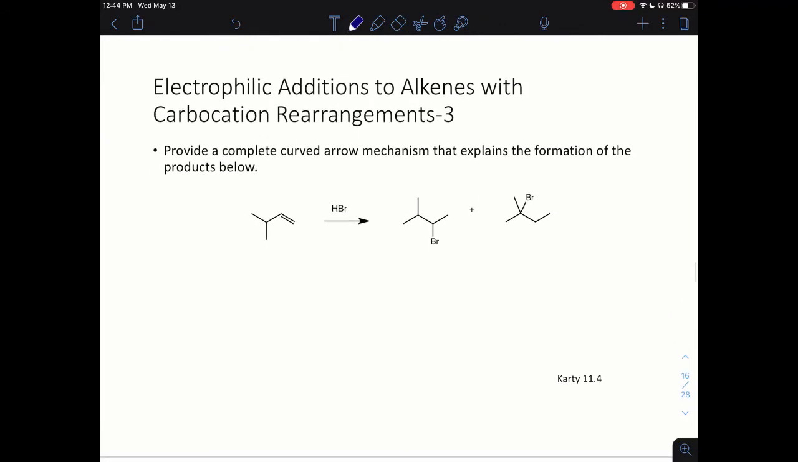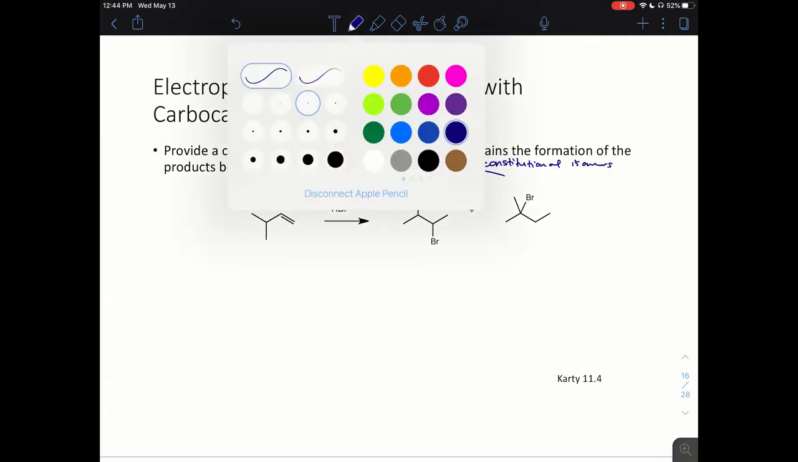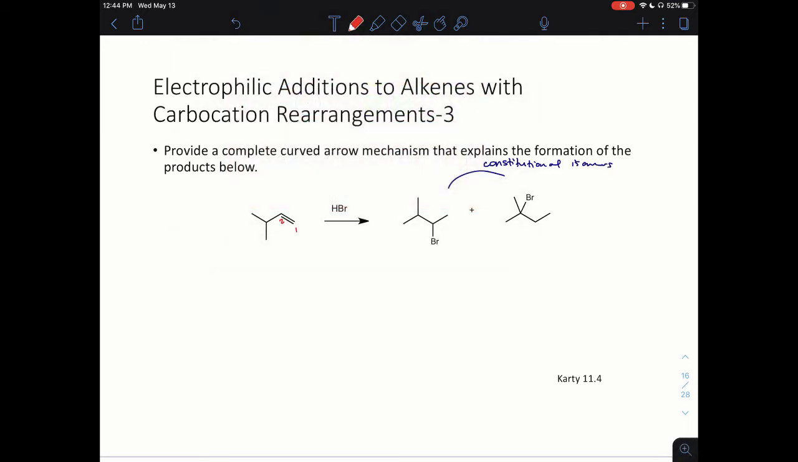Let's do it. This time, what do we see? Well, we see some constitutional isomers of product. If you'd like to pause, go ahead and pause and try yourself. I would love to know how many people actually try themselves. Cool, so let's take a look here.